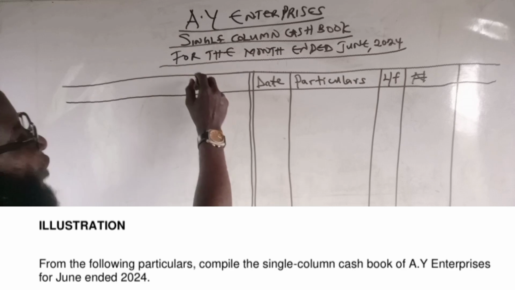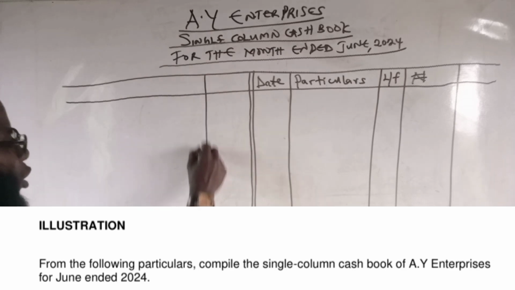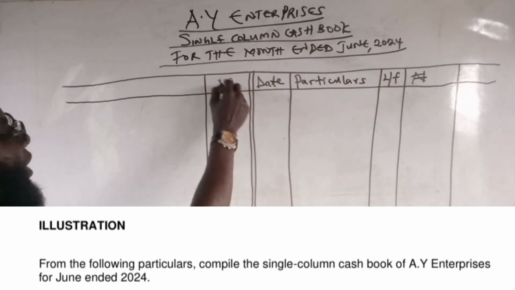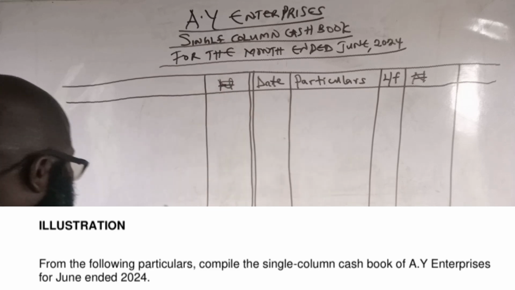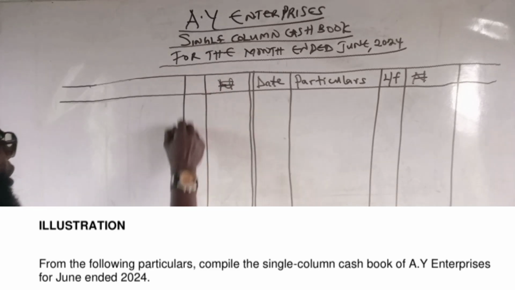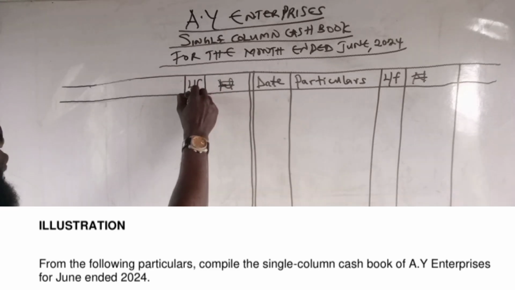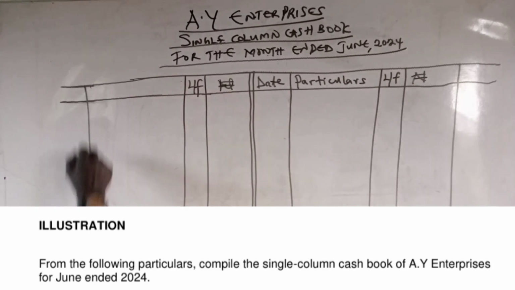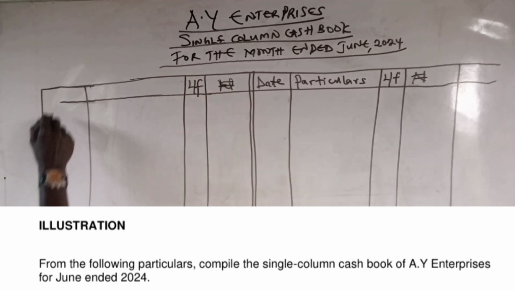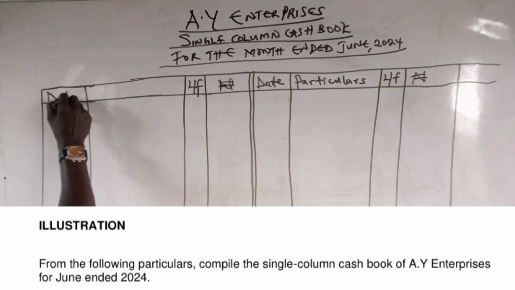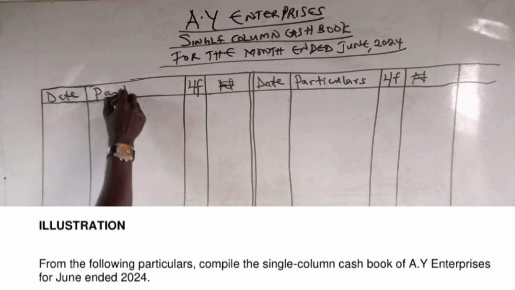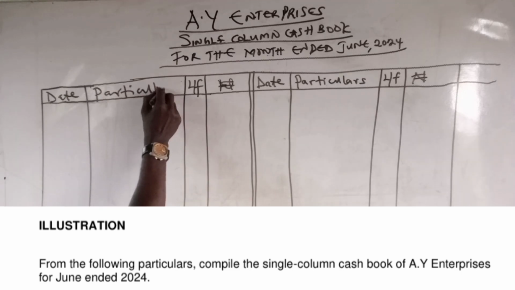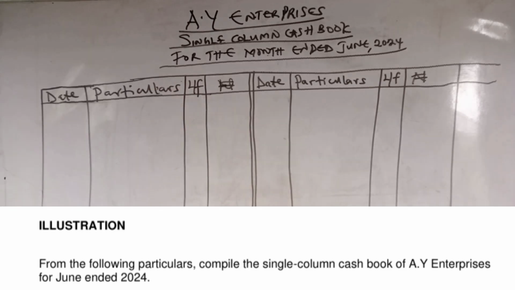Then you come here as well. You put the naira here. Then we have ledger folio here. Then here will be the place for date, particulars. Okay.